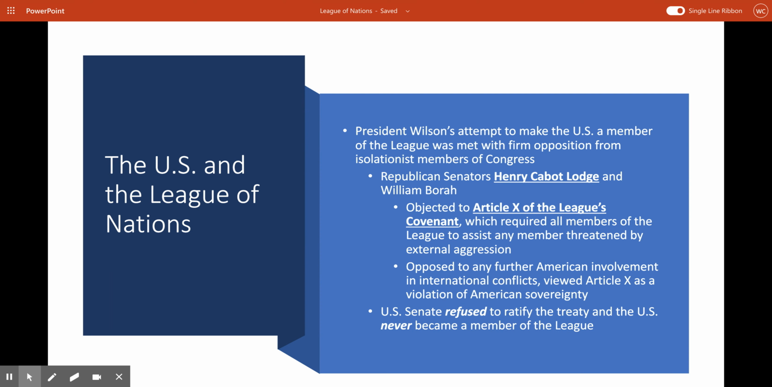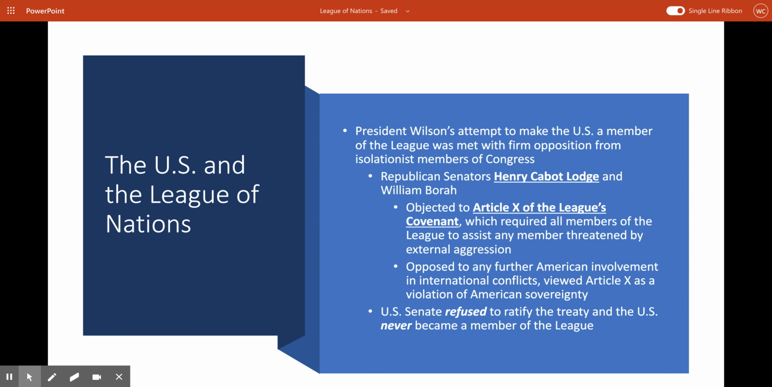He was met with firm opposition from isolationist members of Congress, especially Republican Senators William Borah and Henry Cabot Lodge. Henry Cabot Lodge is the most important of those Republican senators. He, along with the other isolationists, objected most strongly to Article 10 of the League's covenant. Remember, Article 10 required all members of the League to assist any member threatened by external aggression. So, in effect, Article 10 would commit the United States to defending any member of the League of Nations in the event of an attack.